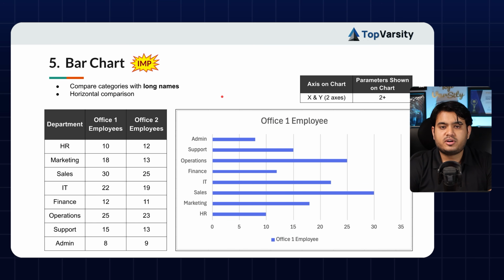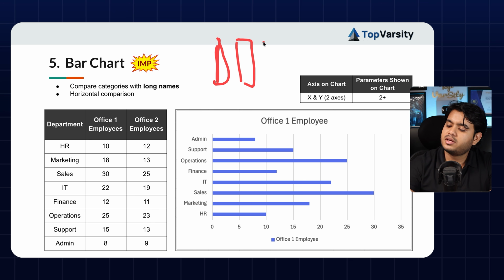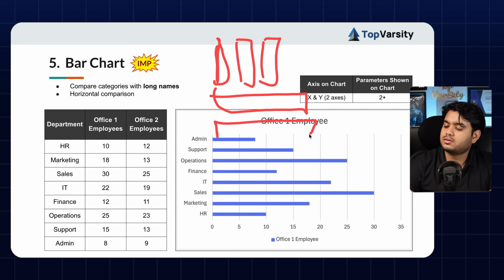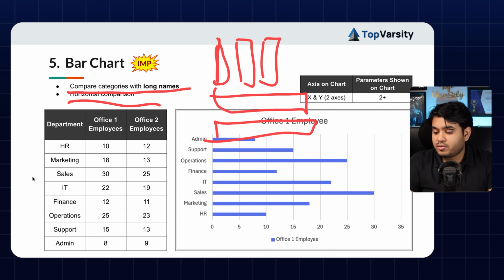Now next is your bar chart. So here bar chart is the same as a column chart. If you can see, the column chart will be like this, and the bar chart will be like this. It is used to compare categories with long names and for horizontal comparison. That's the only thing. So whenever you have very long names, then you can use this.